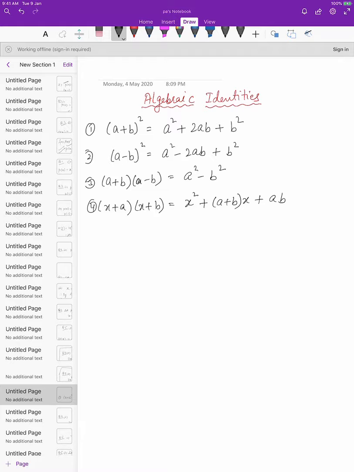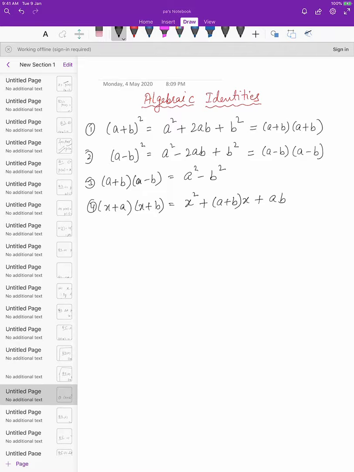As you all know, (a plus b) whole square is a square plus 2ab plus b square. Now remember one thing, that (a plus b) whole square can also be written as (a plus b) into (a plus b). Similarly, the second identity is (a minus b) whole square, which is a square minus 2ab plus b square. And (a minus b) whole square can also be written as (a minus b) into (a minus b).